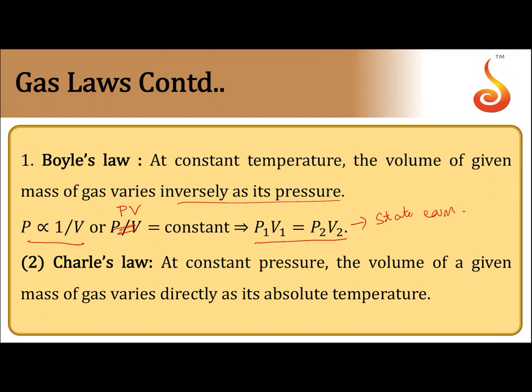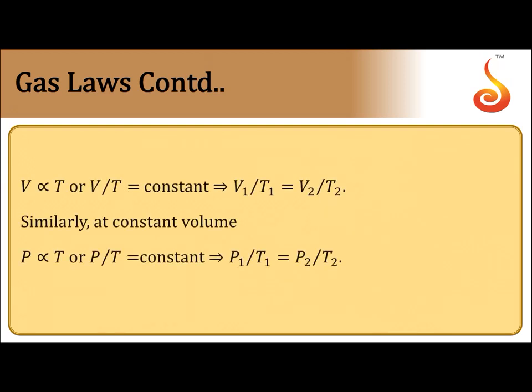Then second law is Charles' law. So at constant pressure, volume of given mass of gas varies directly as absolute temperature. That is, V is directly proportional to T, or V by T is equal to constant. You can say V1 by T1 is equal to V2 by T2. Similarly, at constant volume, pressure is directly proportional to temperature, or P by T is equal to constant, P1 by T1 is equal to P2 by T2. So this is what we call Gay-Lussac's law.